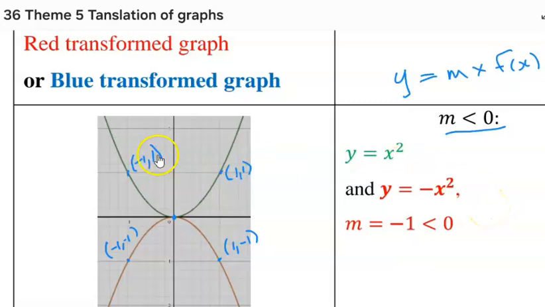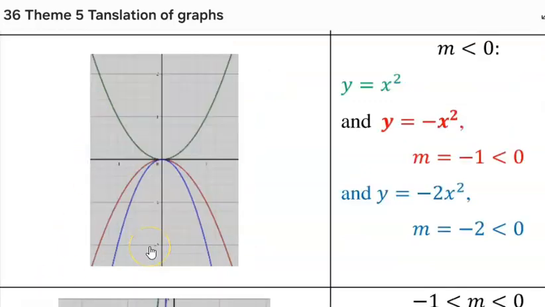So this gives me a reflection about the x-axis. So all the positive values become negative values and vice versa. If I start with the red graph and I multiply it by a minus, then it will become the green graph.